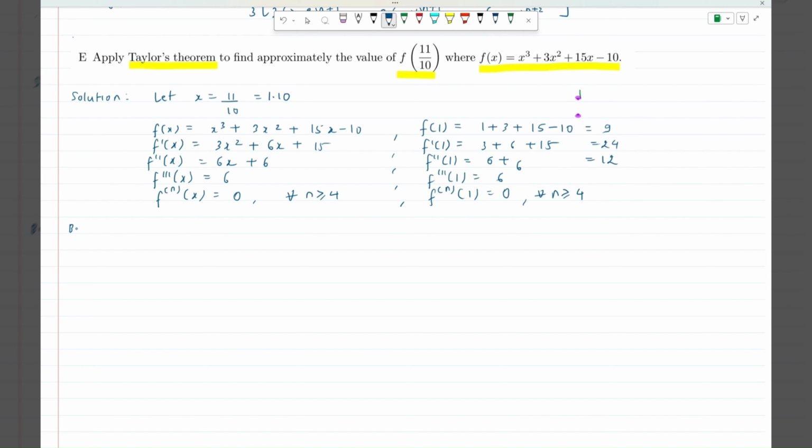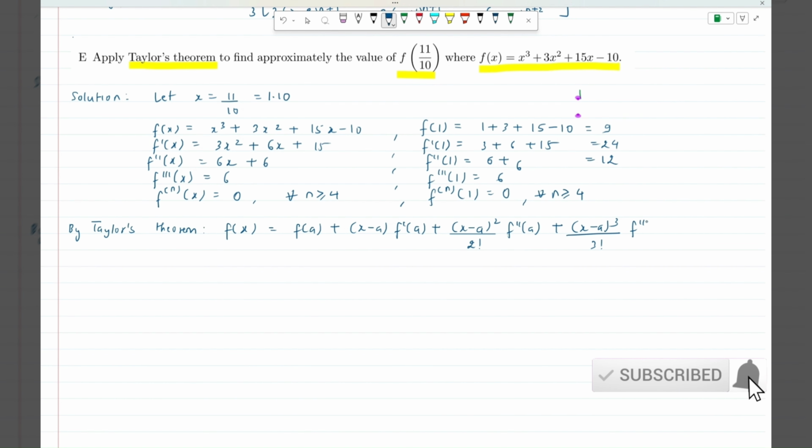So by Taylor's theorem, f of x is equal to f of a plus (x minus a) into f dash of a plus (x minus a) square over 2 factorial into f double dash at a plus (x minus a) cube over 3 factorial into f third order derivative at a plus (x minus a) raised to 4 over 4 factorial into f fourth order derivative at a, and so on.